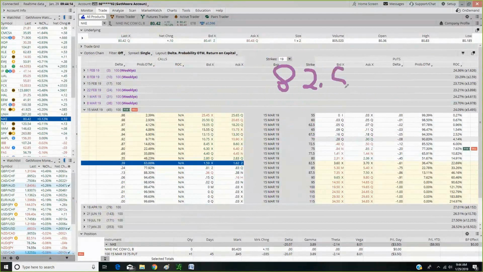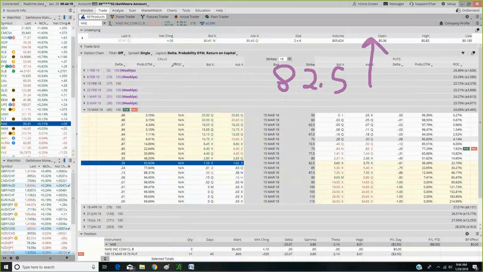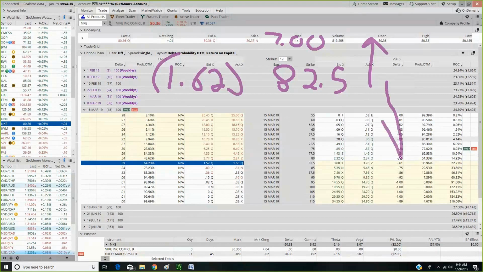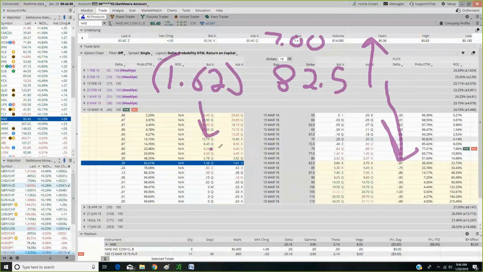But when I sell the call, let's say I get $1.62 and Nike goes up and now it's worth $7. I was given a credit of $162, and I have to buy it back. I lose money. If Nike goes down, the calls go down. The job when you sell is you get a credit, so they give you money up front.